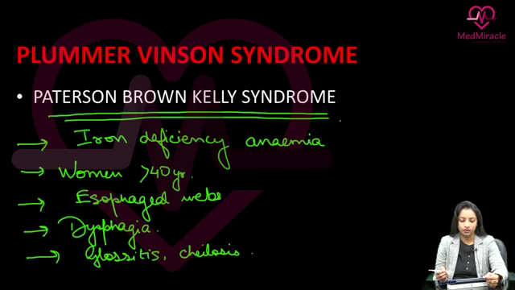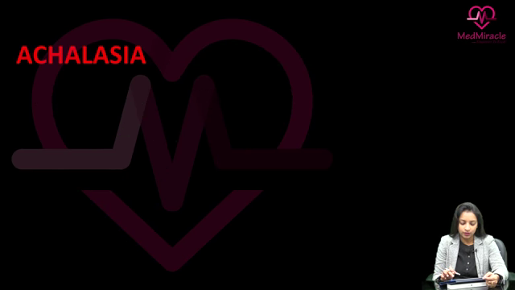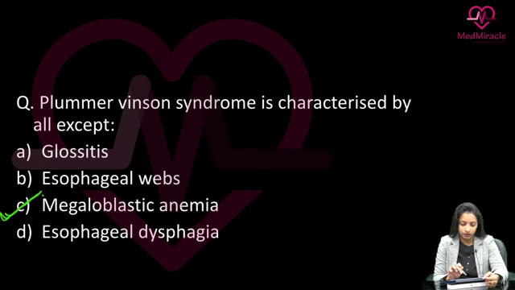So if we discuss the question now that we just went through, the Plummer-Vinson syndrome is characterized by all except, now I think you will be able to crack it, glossitis, esophageal webs and esophageal dysphagia all are seen. But megaloblastic anemia is not seen because Plummer-Vinson syndrome is associated with iron deficiency anemia.